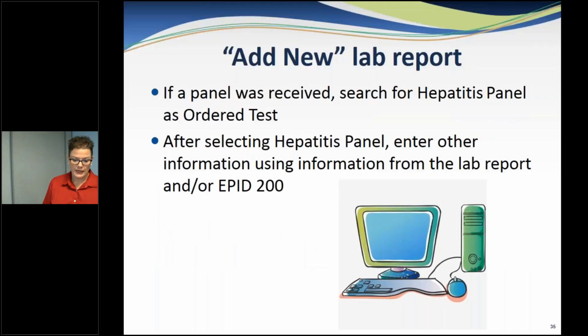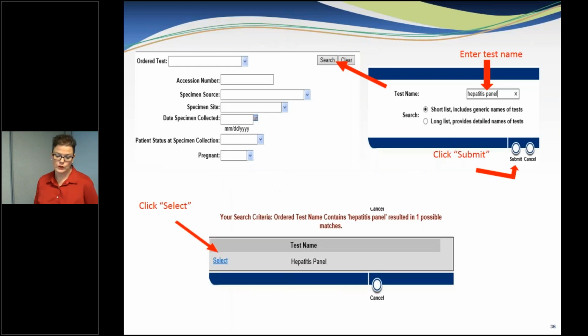If a panel was received, search for hepatitis panel as your ordered test. After selecting hepatitis panel, enter other information using info from the lab report or the EPID 200. Here's a screen of this. So you're going to click your search, enter your test name as hepatitis, click your submit button. It'll pop up a result there, test name hepatitis panel, and you can click select.